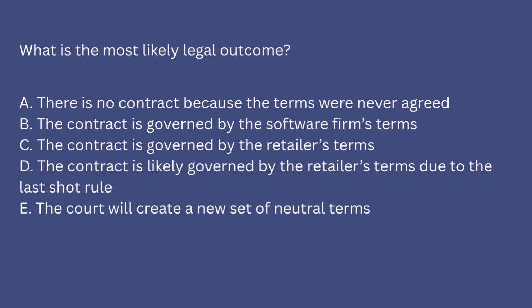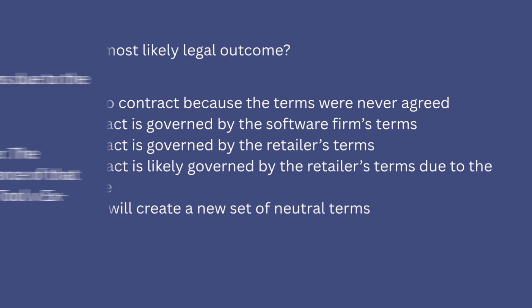A. There is no contract because the terms were never agreed. B. The contract is governed by the software firm's terms. C. The contract is governed by the retailer's terms. D. The contract is likely governed by the retailer's terms due to the last shot rule. E. The court will create a new set of neutral terms.